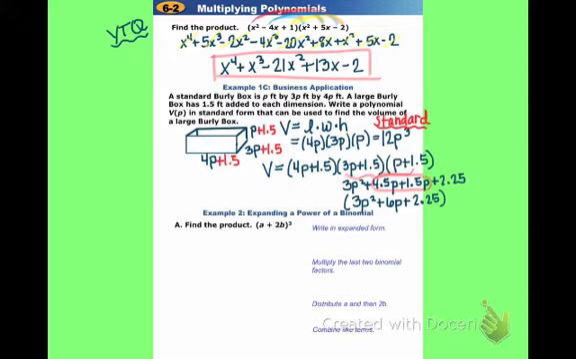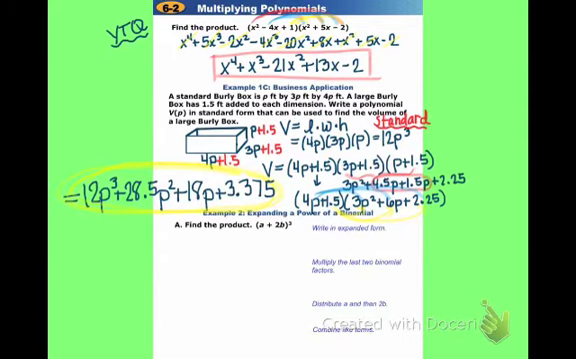And then I've got to bring down this other binomial, and now I'm going to have to distribute it through. And just in the interest of saving a little bit of time on the video, I'm just going to tell you what the final answer is going to be, but that's going to basically come from just taking the 4p and distributing it through, and then taking the 1.5 and distributing it through and adding the like terms. And it turns out that this is what we get for our final answer. 12p cubed plus 28.5p squared plus 18p plus 3.375.